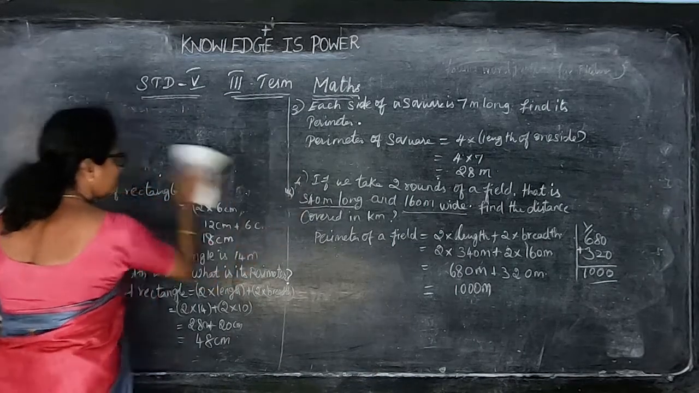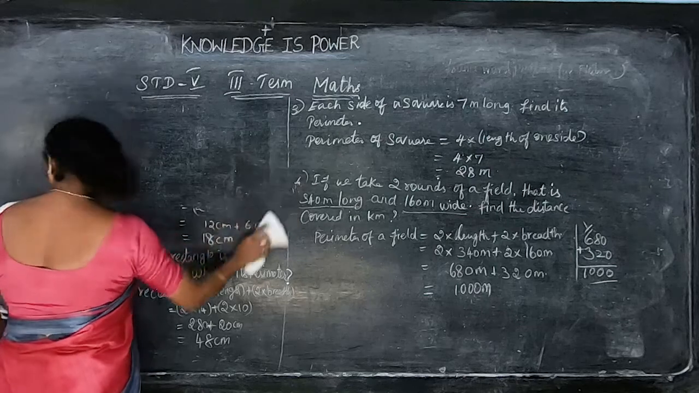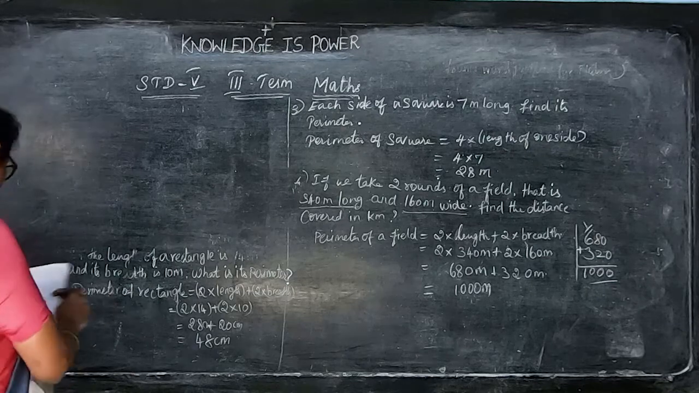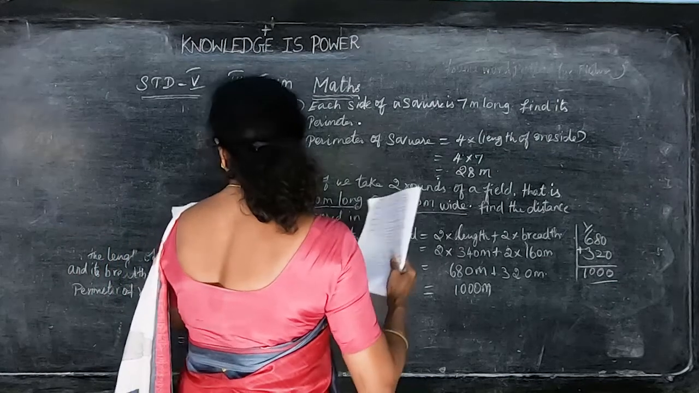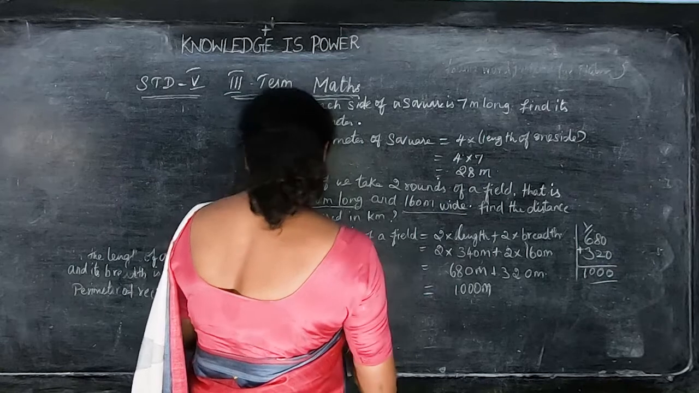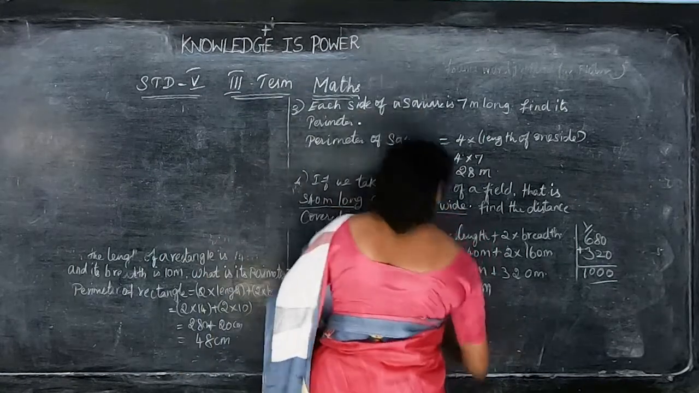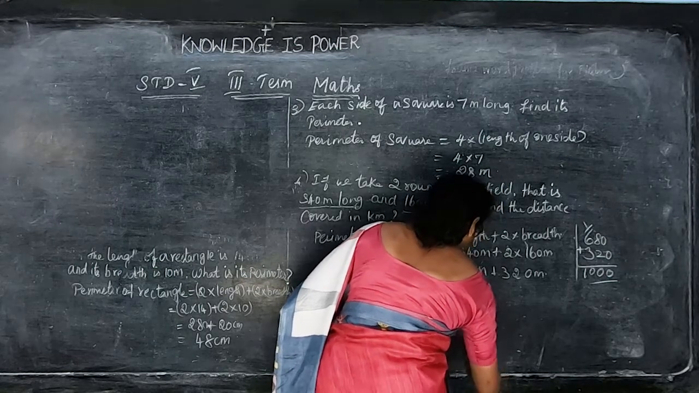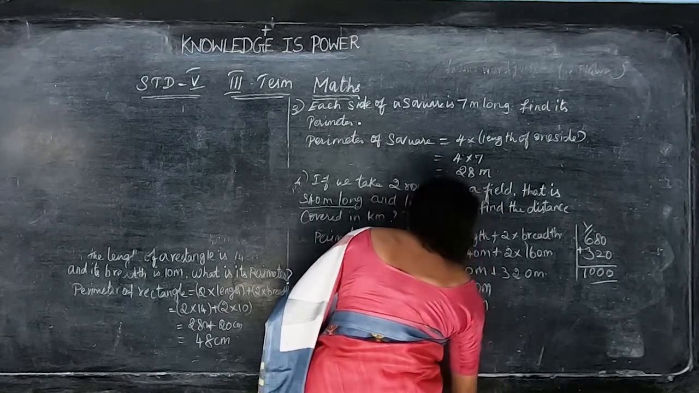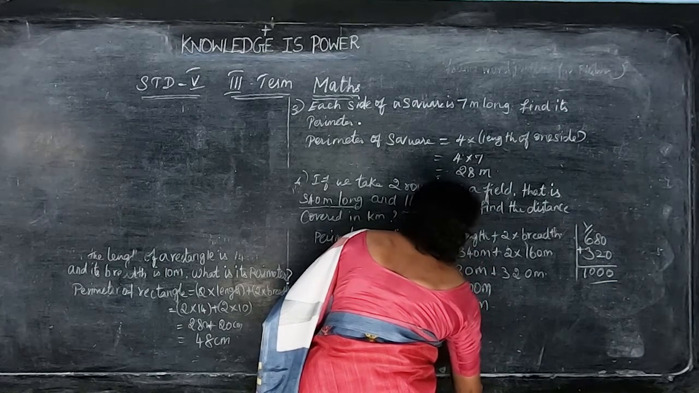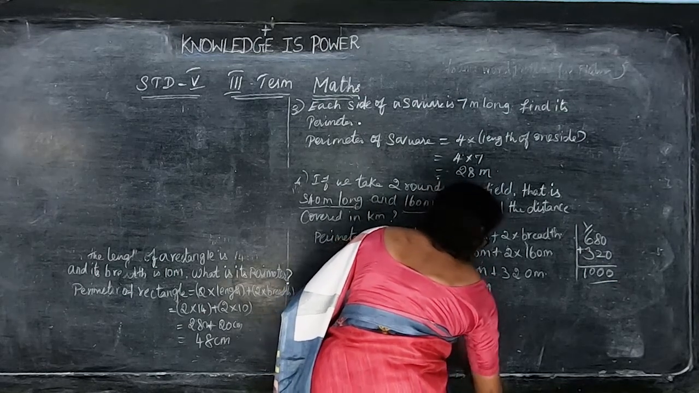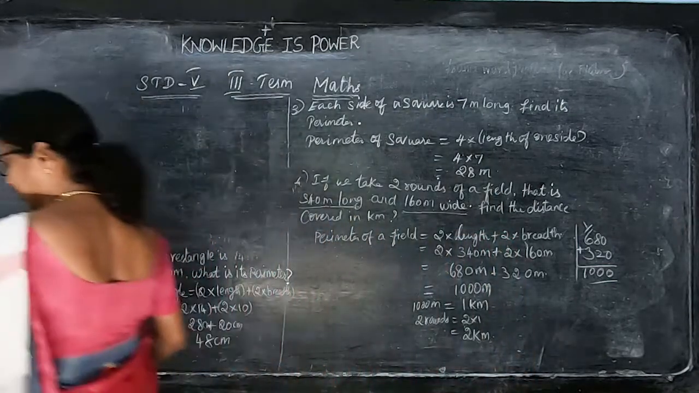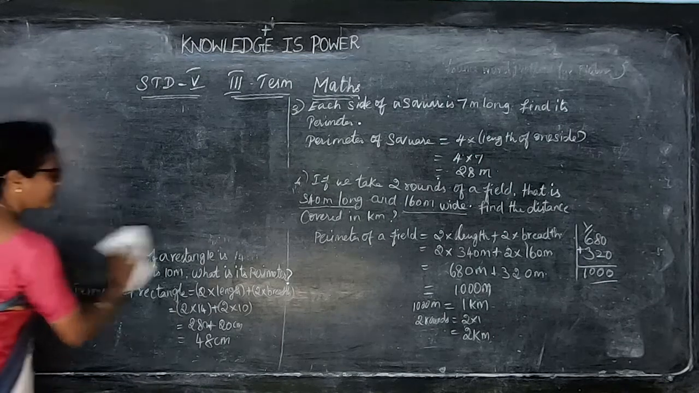Now the last one, fifth sum. So in the 1000 meter, they asked for the distance covered in kilometers. So 1000 meter is equal to 1 kilometer. Then how many rounds are you going? 2 rounds you are going. So 2 rounds, that is equal to 2 into 1 equal to 2 kilometers. Okay. Now the next one.